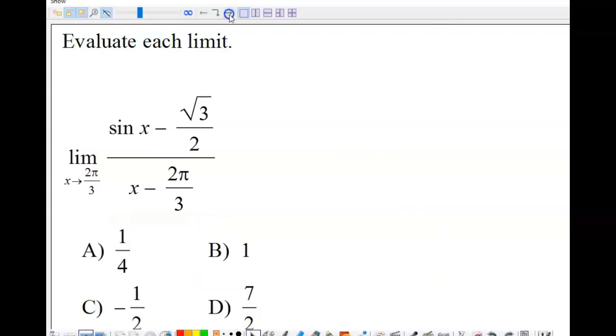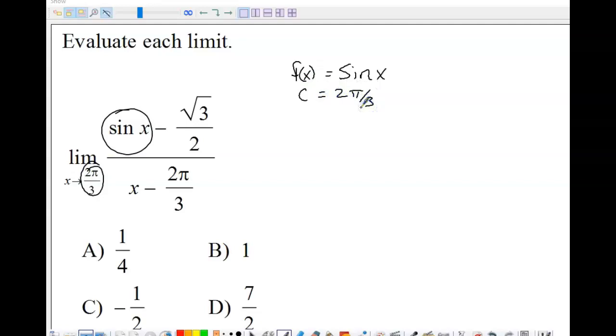Alright, next question. This is the alternative form of the limit definition of a derivative. In this case, the function is even easier to identify because it doesn't have the h in there. So there's my function. The value you're trying to find the derivative at is this number here, so that would be 2 pi over 3. So this limit basically represents the derivative of f of x at 2 pi over 3. The derivative of f of x is cosine, and cosine of 2 pi over 3 is negative half. That's the answer for that one. Let's go ahead and move on.